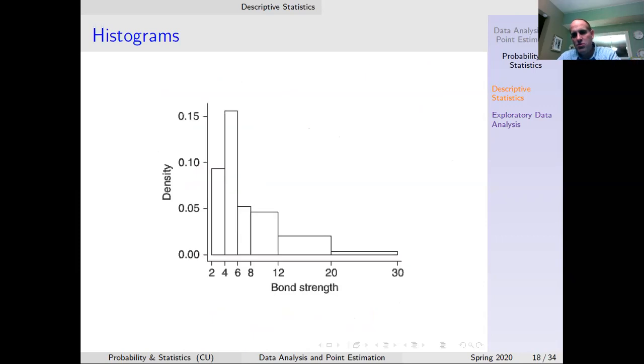So this is an example of when you might use unequal class widths. You had a lot more data on the lower end, so you refine that a little bit more, and you have class widths that aren't quite as wide. Whereas on the upper end, you weren't encountering as much data, so you made wider class widths. That gives you an idea of what the shape of the distribution is.